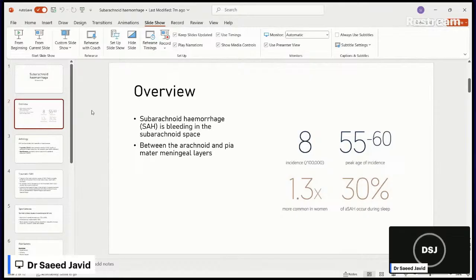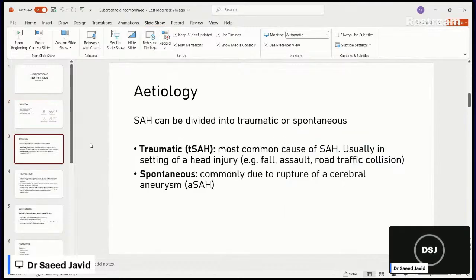It's typically seen in patients of the age group of 55 to 60, but you must also remember that it can happen basically in anybody because of trauma, really. Trauma is actually the most common cause of a subarachnoid hemorrhage. But in terms of the etiology, you can split them into two: traumatic and spontaneous.